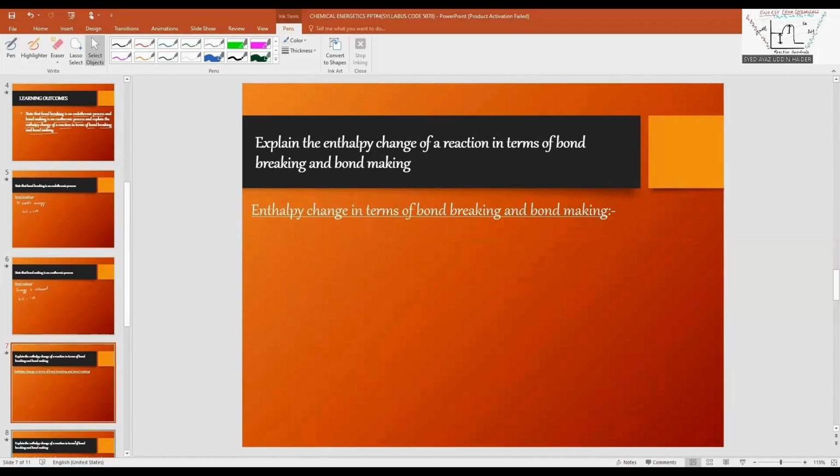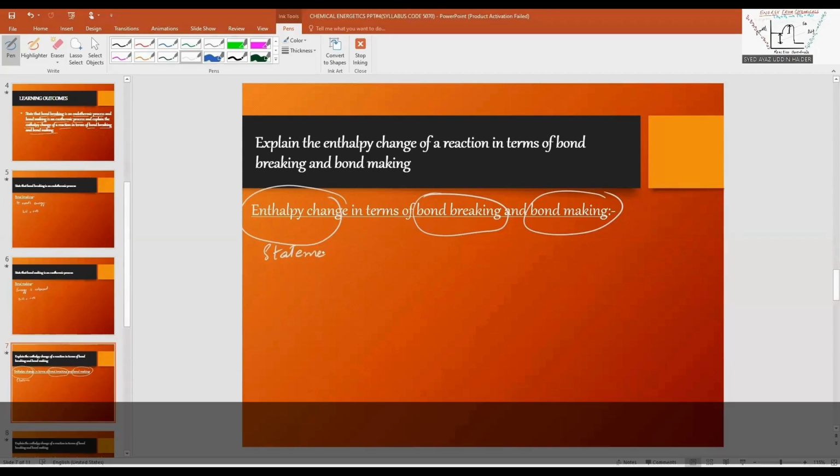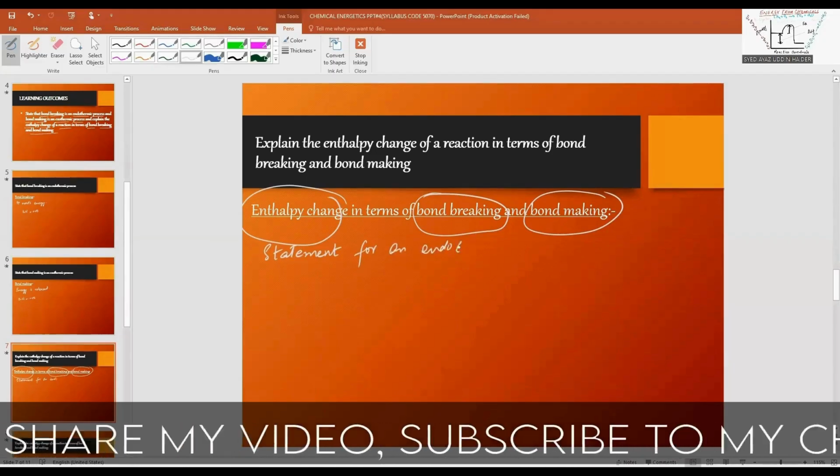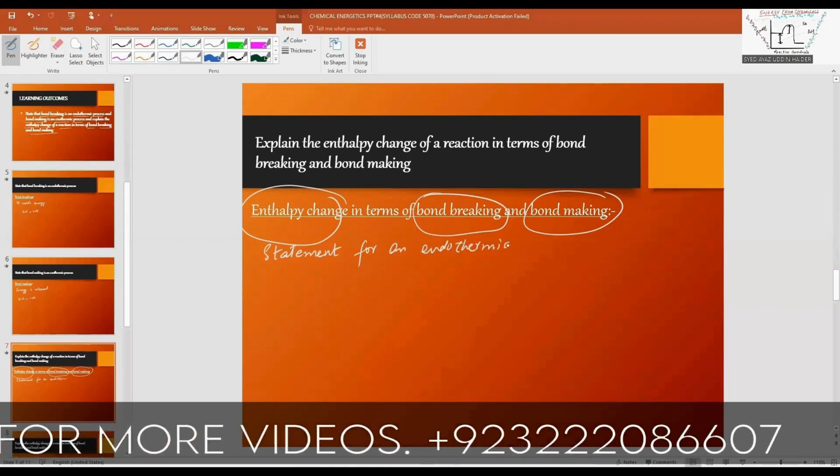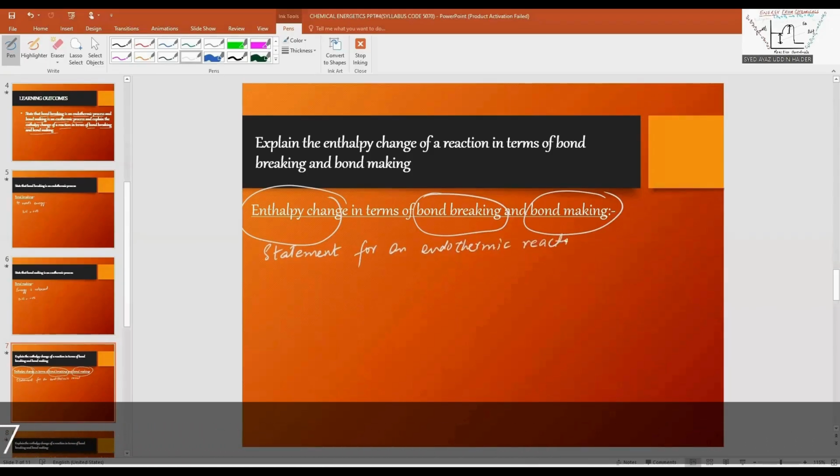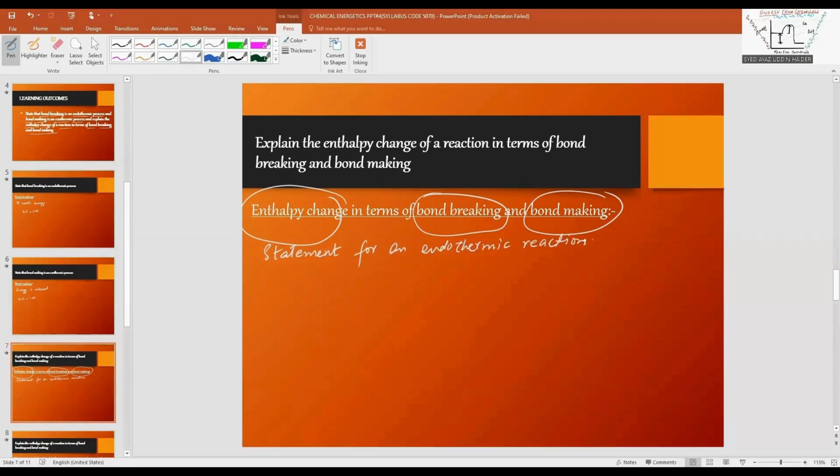Now explain the enthalpy change of a reaction in terms of bond breaking and bond making. Enthalpy change in terms of bond breaking and bond making. Now I'm writing the statement for an endothermic reaction. Statement for an endothermic reaction. This is a situation when you have overall reaction is endothermic.